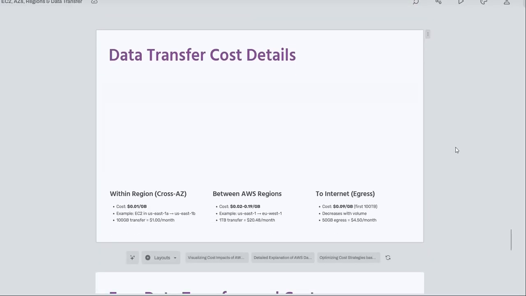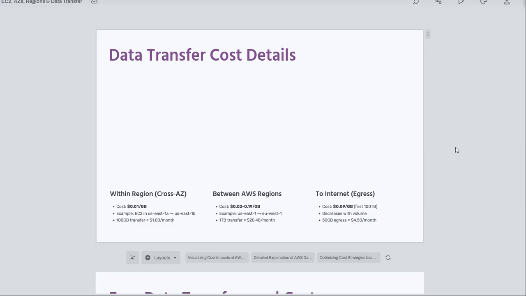I believe this is up to date, but you can check the data transfer costs going into AWS. Within a region, that means cross availability zones, the cost is 1 cent per GB. That means 100 GB transfer costs $1 per month. Let's say you are transferring data between two data centers, it costs you $1 per month per 100 GB transferred.